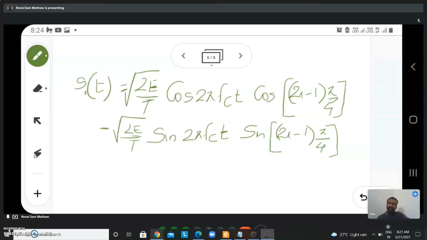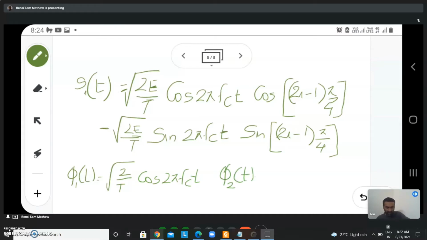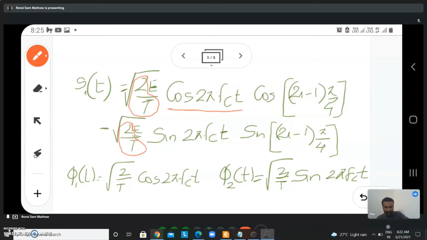Now I want you to find the orthonormal basis functions using the Gram-Schmidt orthogonalization procedure. I will give it to you as homework. But what will we get as our basis functions? phi1 of t is equal to square root of 2 by T into cos 2 pi fct, and phi2 of t is equal to square root of 2 by T into sin 2 pi fct. Basically it is this part and this part.